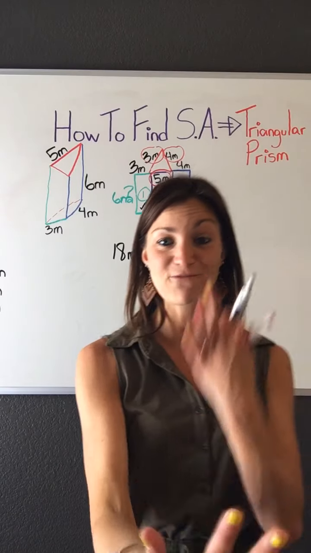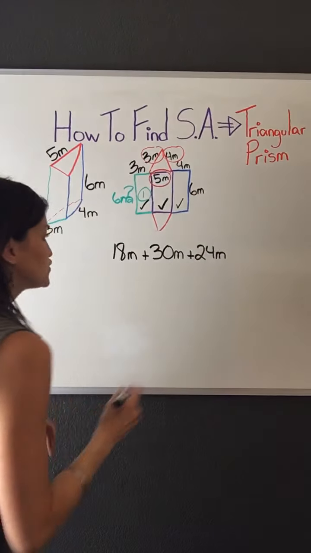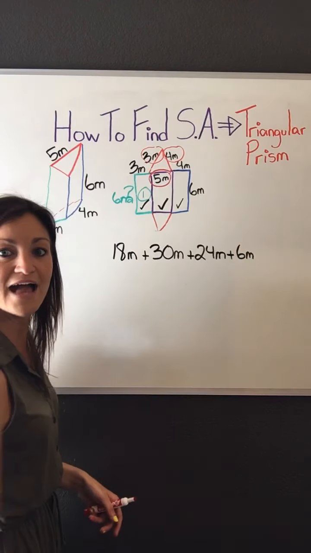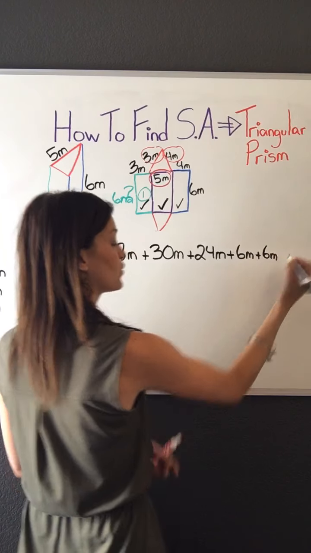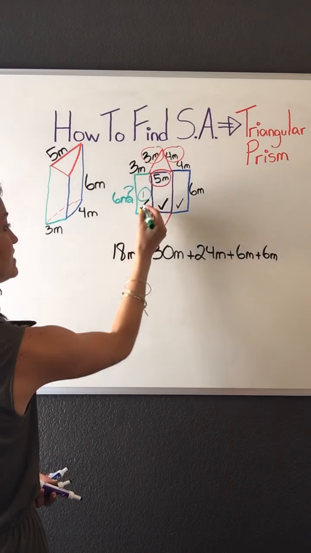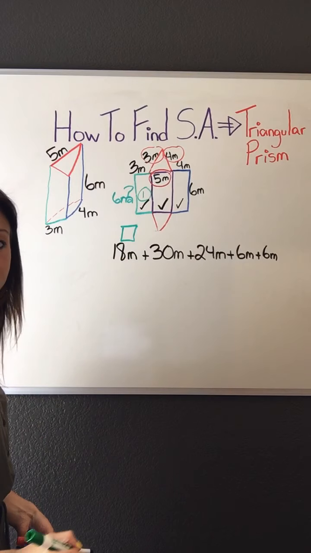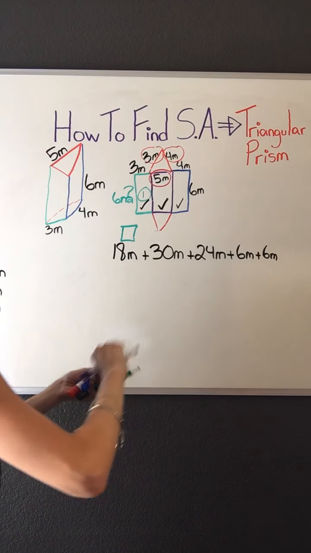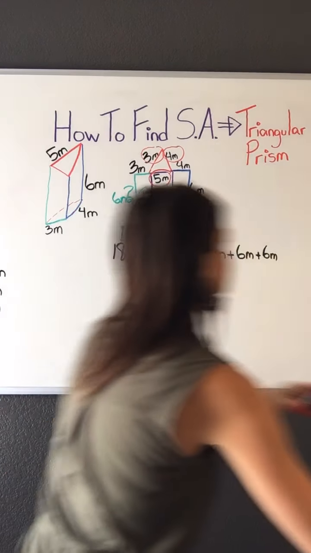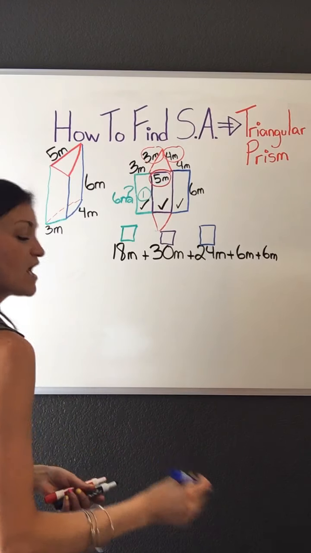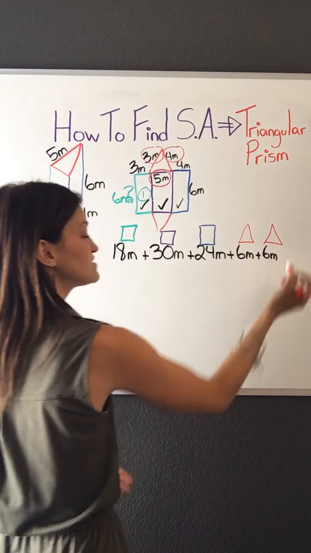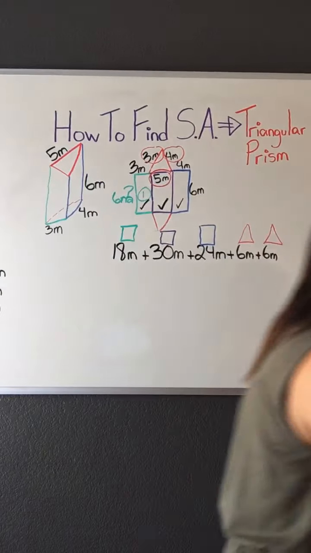We're missing 2 of them, and it's the front and the back bases, or the triangles. So then we have also, will you see this here? Sure. Plus 6 meters, and then plus another 6 meters. Okay, and if you want, I can go above these and label them for anybody that needs to. The 18 meters was the green rectangle. The 30 meters was the purple rectangle. Okay, the 24 meters represents the blue rectangle. And then the 6 and the 6 were the 2 triangles, or your 2 bases. So 2 different shapes, triangles and rectangles, and now we're going to add them all together, okay?